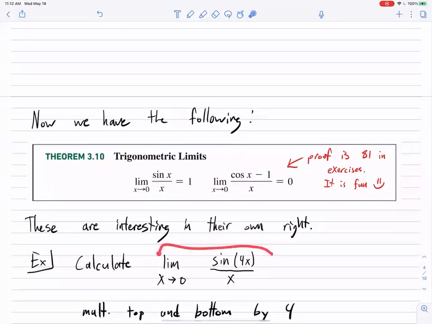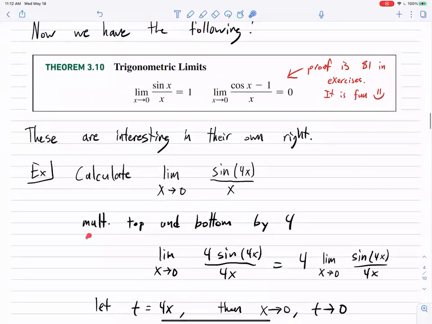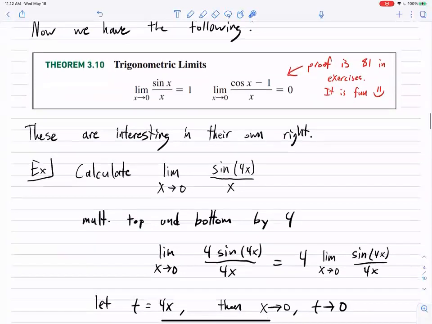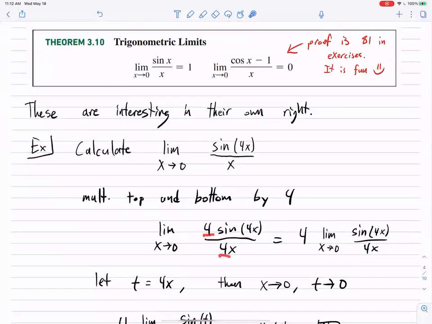We can use it to calculate a limit like this. The limit as x approaches 0 of sine of 4x over x. So this is like sine of x over x. How can we get this to look like something over something where that thing is going to 0? The idea is we're going to multiply the top and bottom by 4. If you multiply the top and bottom by 4, then this 4 we can pull outside and put it right there. And then sine of 4x over 4x.